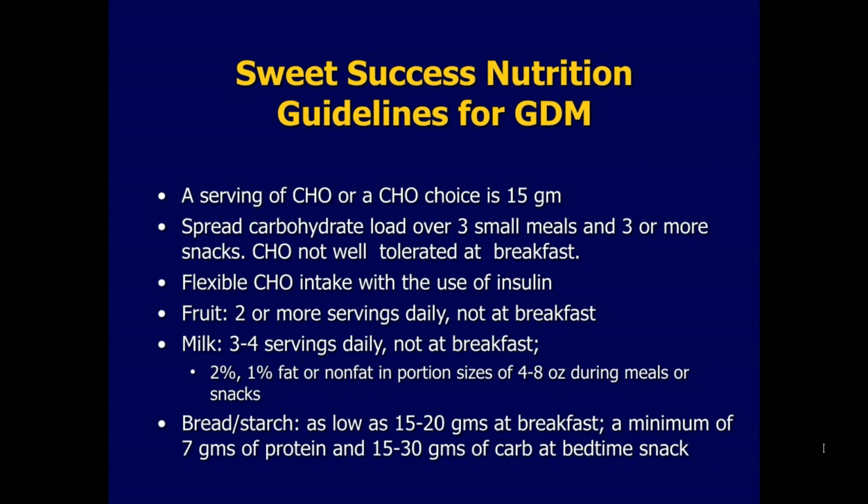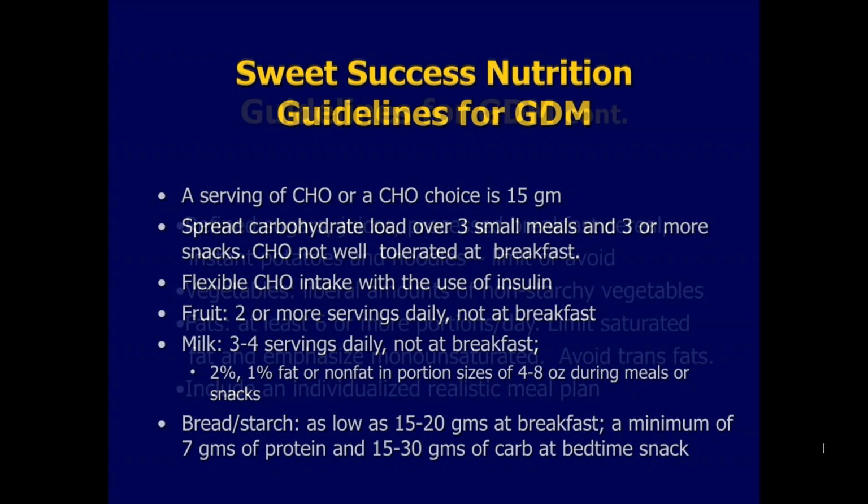So you have to take 1 week at a time. And a minimum of 7 grams, like I said, but 15 to 20. Typically, I start women with 30 grams at breakfast, but no less than 7 grams. And a minimum of 7 grams of protein, which is 1 serving, and about 15 to 30 grams of carb at bedtime snack. Generally, 15 grams works well, unless you see someone is really going low in sugars in the morning, then probably add a little extra carbs at bedtime snack.